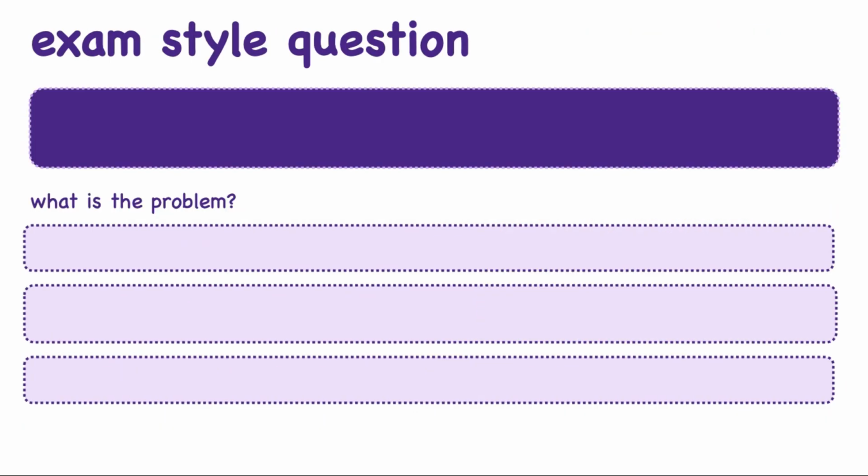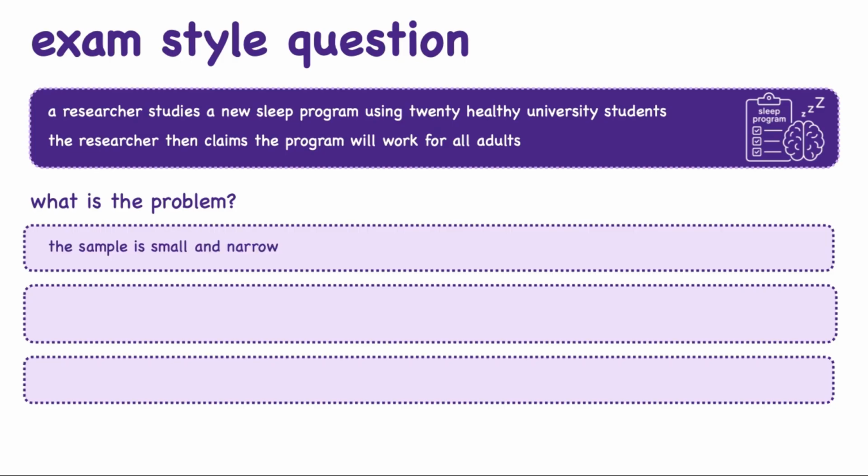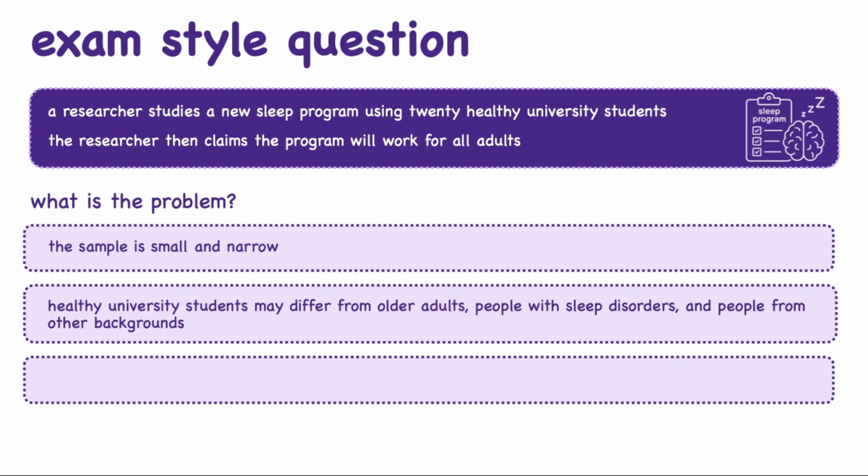Here is an exam-style question. A researcher studies a new sleep program using 20 healthy university students. The researcher then claims the program will work for all adults. What is the problem? The sample is small and narrow. Healthy university students may differ from older adults, people with sleep disorders, and people from other backgrounds. Therefore, the findings may not generalize to all adults.